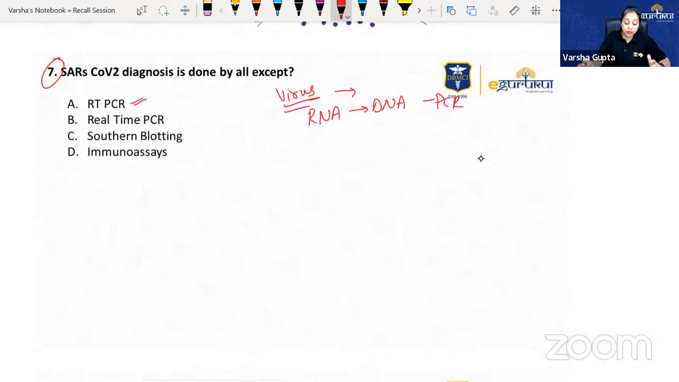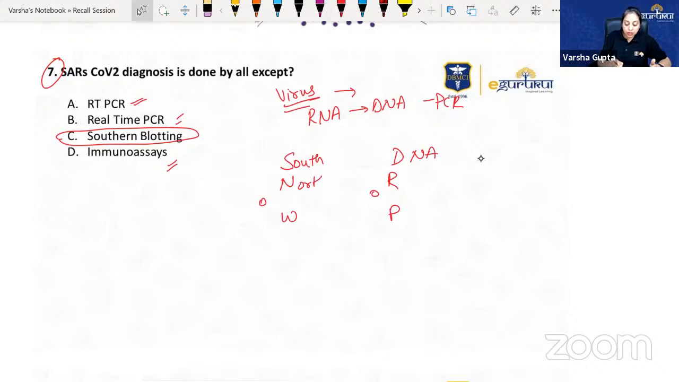So RT-PCR you can do, real-time PCR you can do, immunoassays we do. We don't do any kind of Southern blotting. Southern blotting is not done because, if you know this formula, Southern blotting is for the DNA. It was Northern blotting that was for RNA, right? So this is completely incorrect.